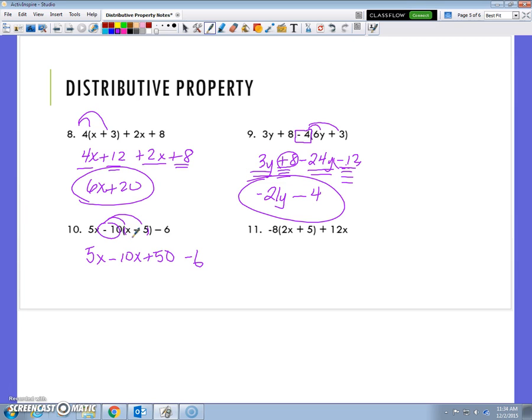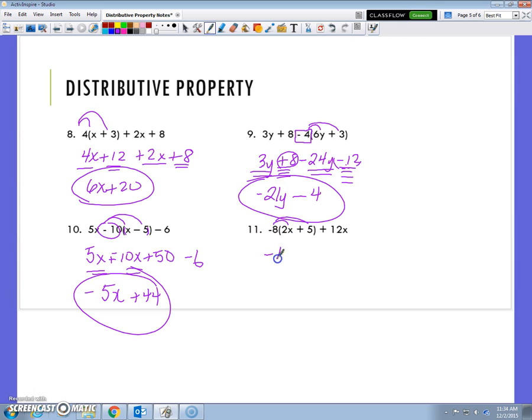Now I gotta combine my like terms. 5x minus 10x, same signs add and keep. Different signs subtract. 10 minus 5 is 5x, but I'm going to keep the sign of the bigger number, in this case 10, so it's going to be negative. And 50 minus 6. There we go. Or you could think I'm 5 out of the hole. If I move 5 down to 0, I have 5 more to go, to be negative 5.